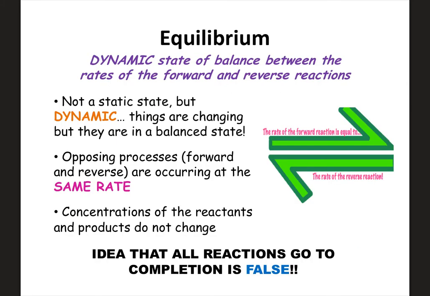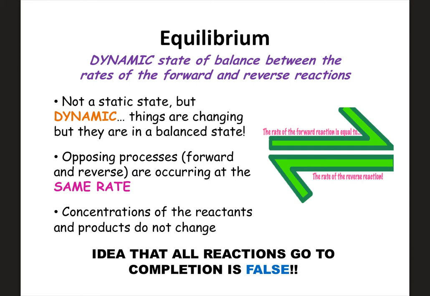Equilibrium is a dynamic state of balance between the rates of the forward and reverse reactions. It's very important you understand that this is a dynamic state. It is not static, all right? Just because you're in equilibrium doesn't mean things are not changing, even though the overall amount may not be changing, okay? There are still changes taking place. You're in this balanced state, but changes are still taking place.